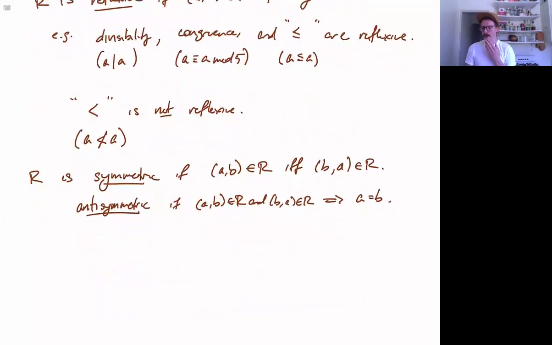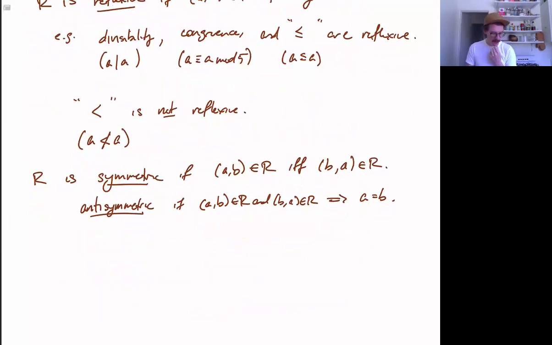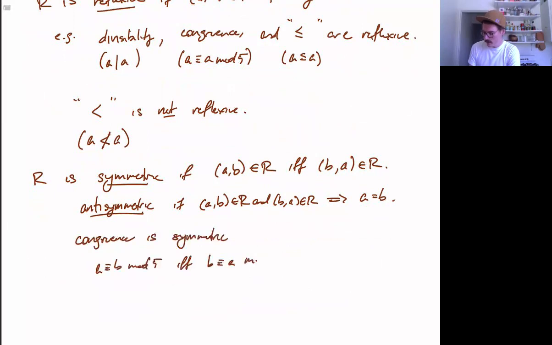So which of the examples we've seen fall into these categories? Congruence is symmetric. This is just to say that a is congruent to b mod 5 if and only if b is congruent to a mod 5. That's certainly true. But these other ones are not.